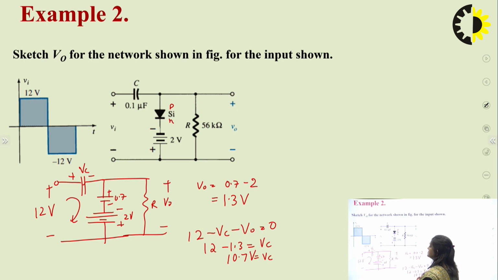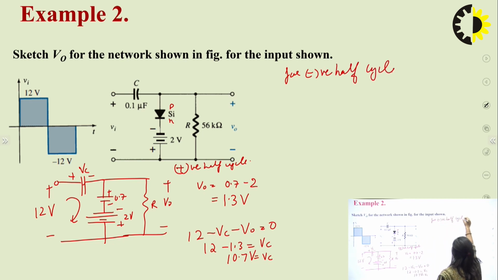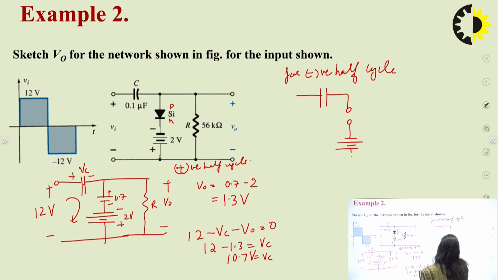Okay, so this was the case in the positive half cycle. For the negative half cycle, this is the capacitor. Now the diode will be in open circuit.